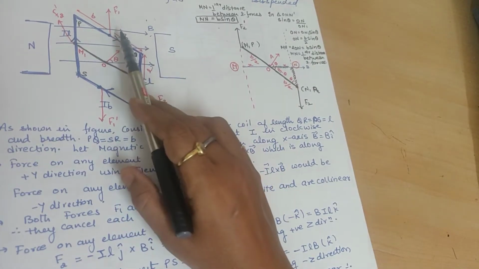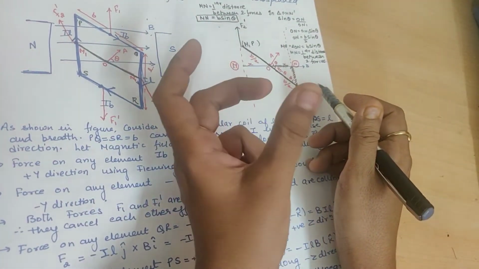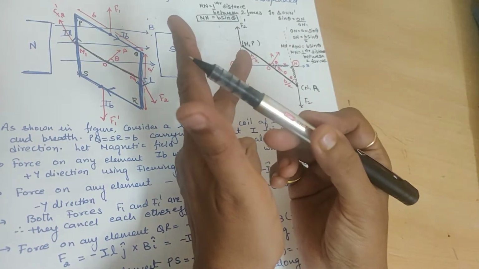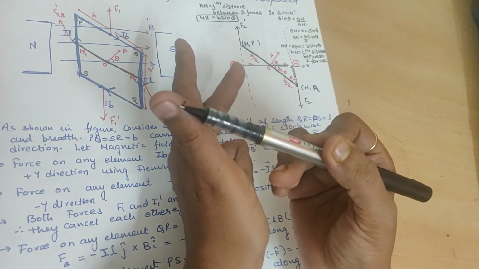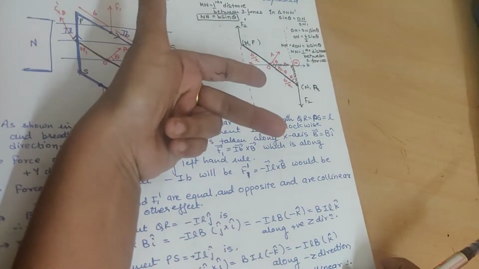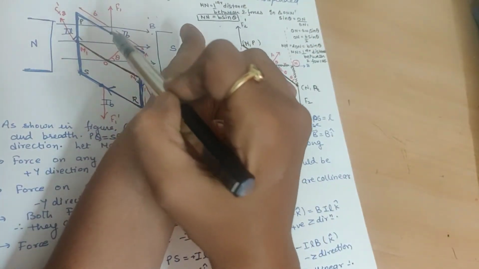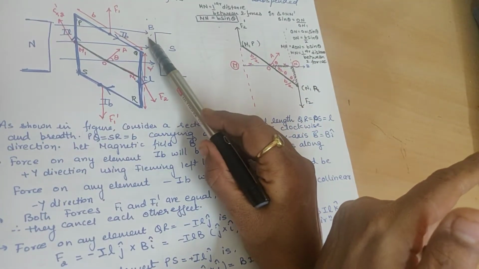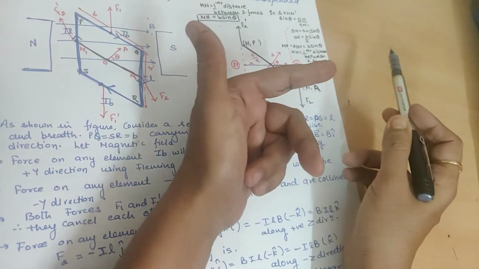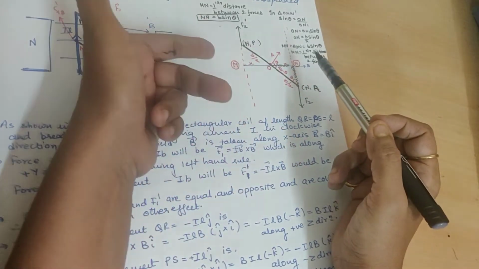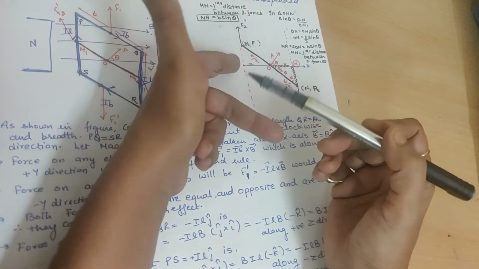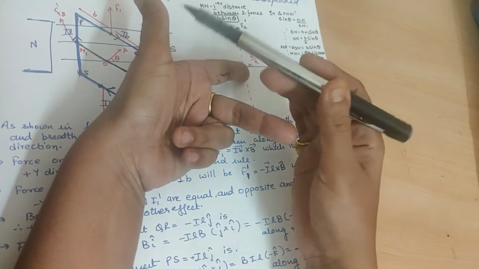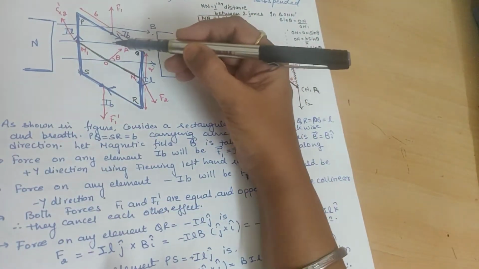Now you know that we need to use Fleming's left hand rule to find the direction of force. This is the direction of current, this indicates the direction of magnetic field, and this indicates the direction of force. Force is along the upward direction, that is along the y-axis, and this is along the x-axis. Current is given in this direction, so we need to find the direction of force. At this point B is in this direction, current is in this direction, so the force is in the upward direction.